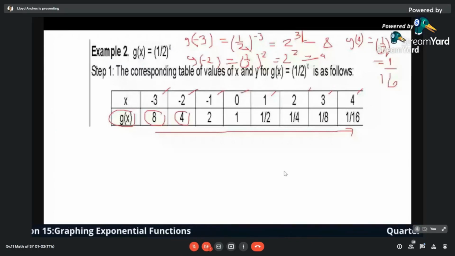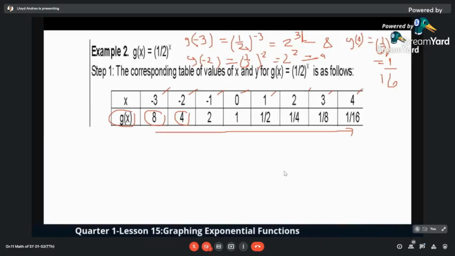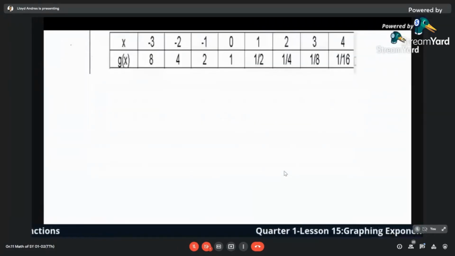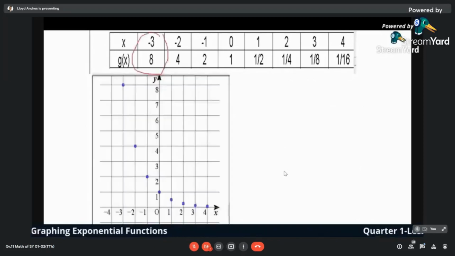So, next, look at the table of values. What's next? The next step is you plot your points on the Cartesian plane. So, these are the points. We will plot first negative 3, 8. Where is negative 3, 8? Here is negative 3, then here is 8.